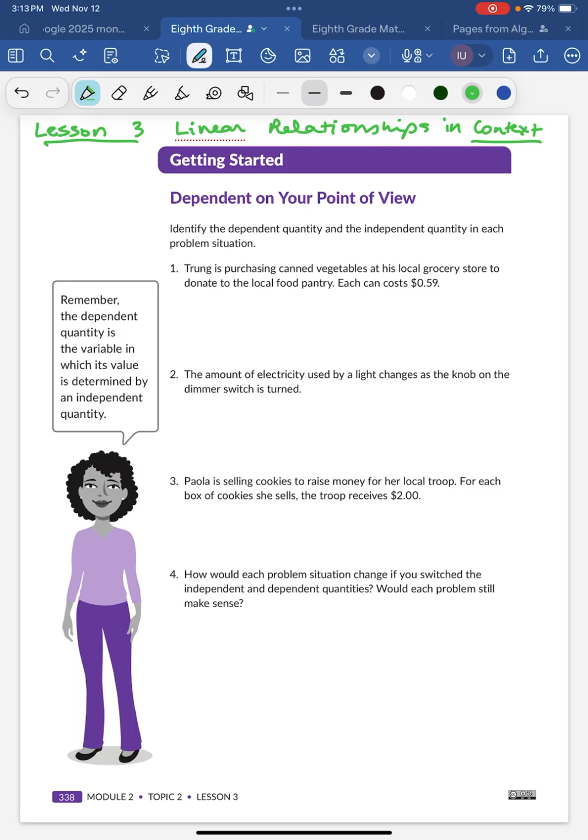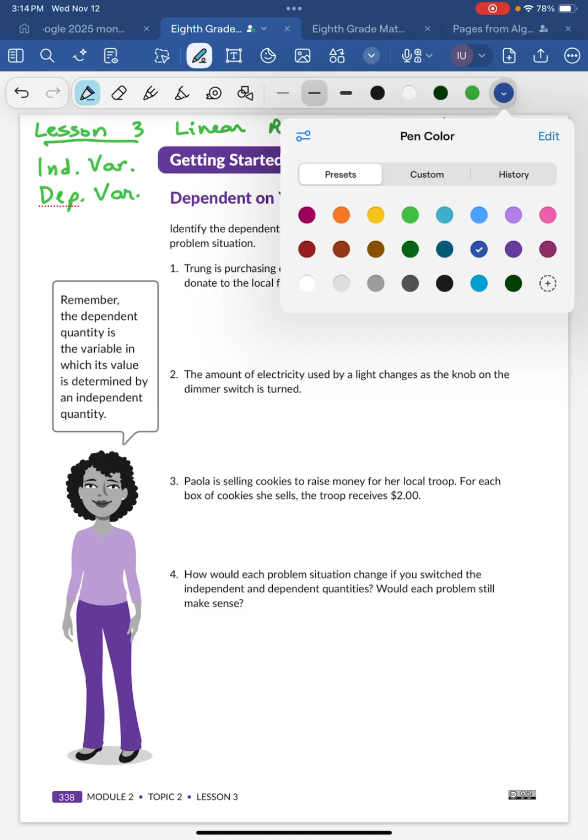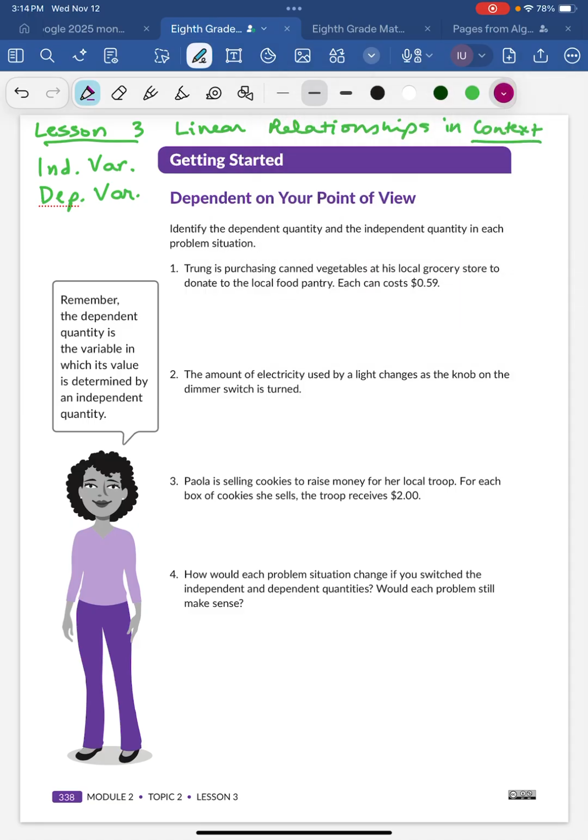So if you will remember, we have talked a little bit about independent variables and dependent variables. So we're going to get more into those in this lesson. So if you don't understand what they are, hopefully after we talk about them during this lesson, it will become more clear to you. Okay, we're going to identify the dependent and independent variables of the situation.